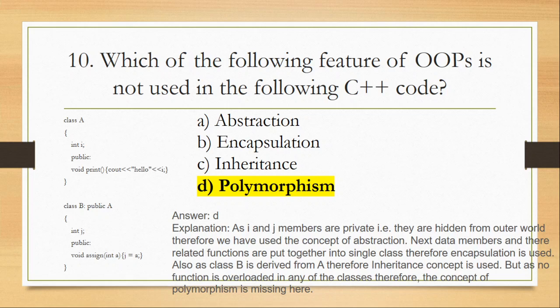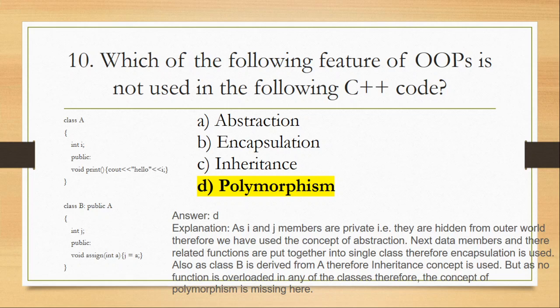Also, as class B is derived from A, the inheritance concept is used, but as no function is overloaded in any of the classes, the concept of polymorphism is missing here.